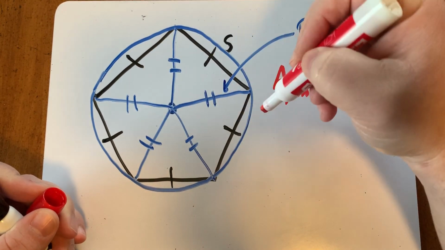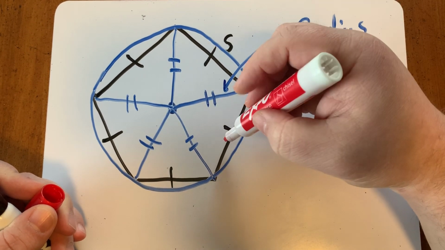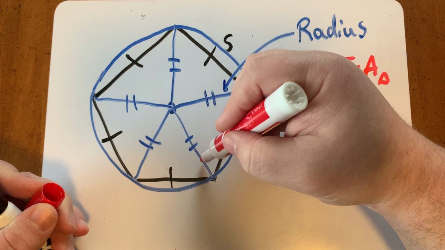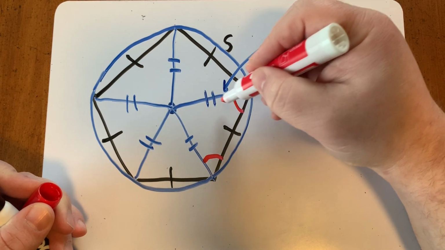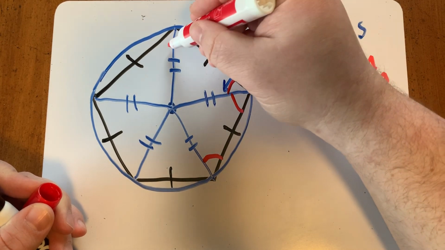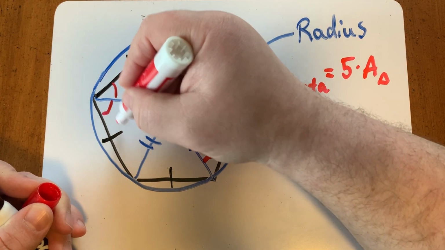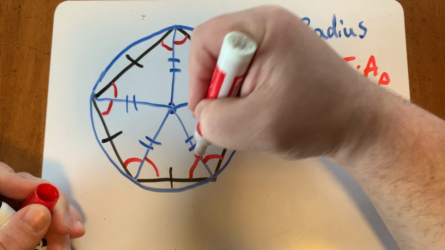because all the triangles are congruent by side-side-side congruence. And all the triangles are isosceles, so that angle's congruent to that one. And since they're congruent, that angle's congruent to that one, congruent to that one. And all of these are congruent angles.